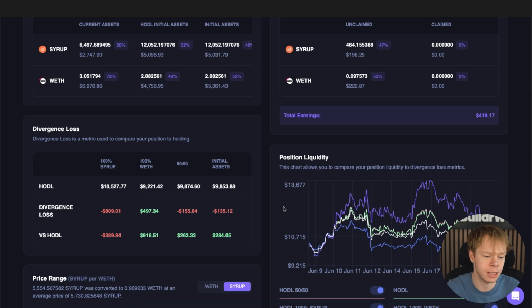And that's going to allow us to finalize no divergence loss. We still have the divergence loss, but it's not finalized. We can recoup that money basically.